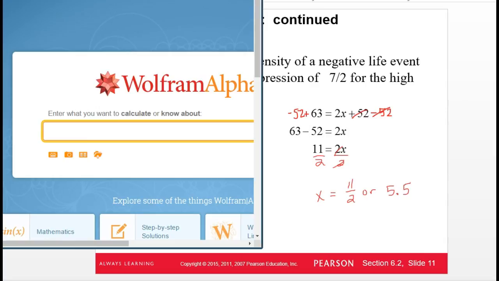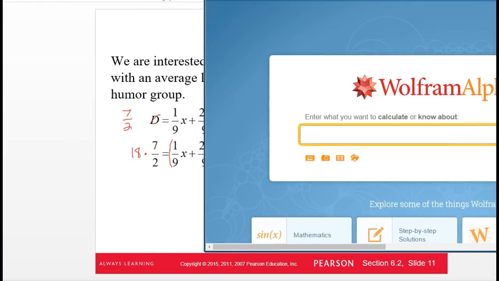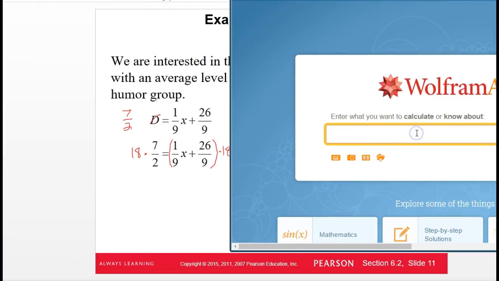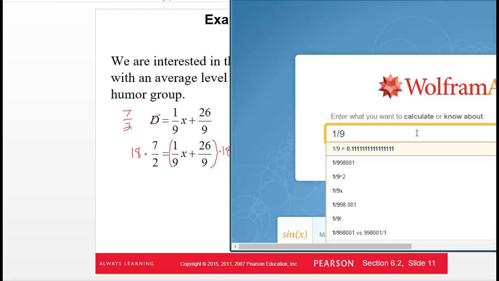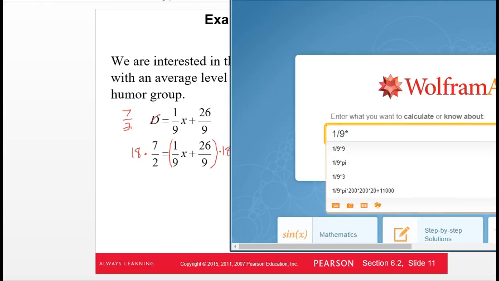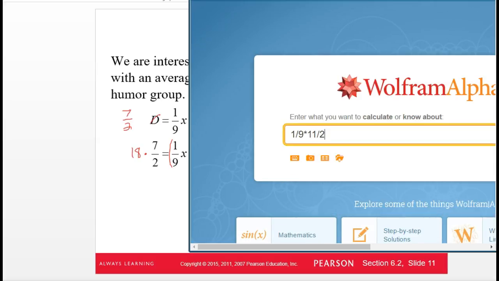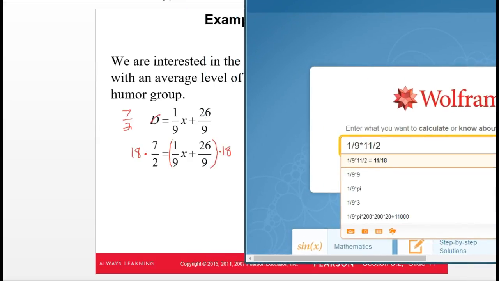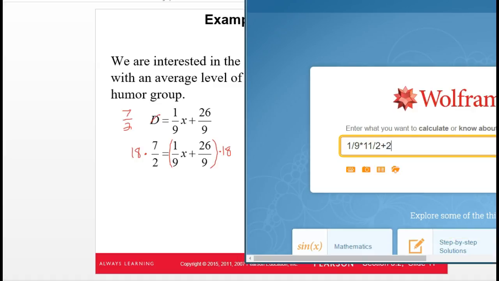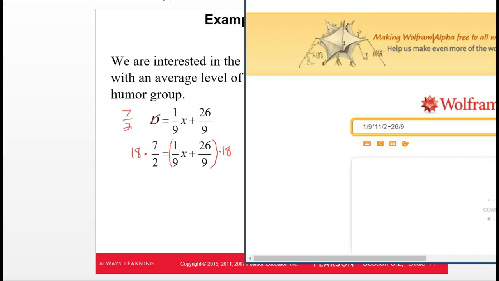All right, but with Wolfram Alpha, I can literally type in again 1/9 times, again I got 11 halves as my answer. 1/9 times 11 halves plus 26 ninths. All right, if I hit enter, it'll do its thing.